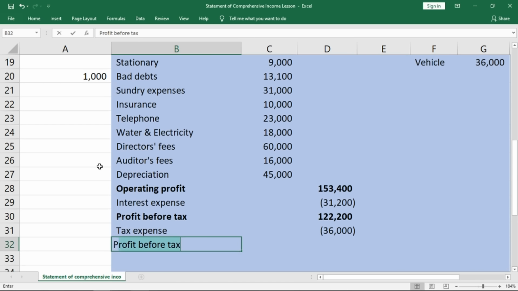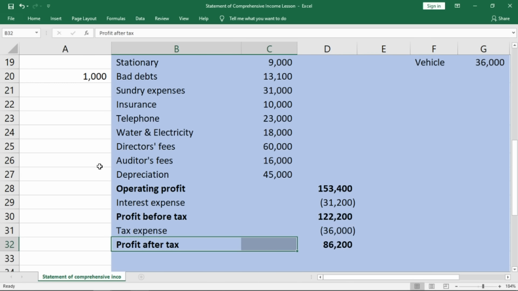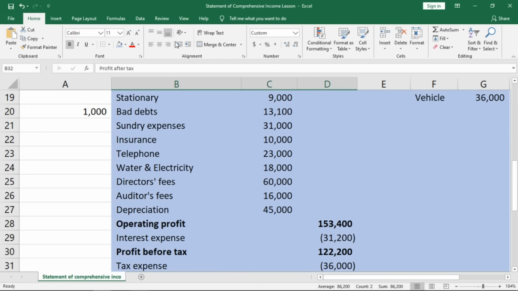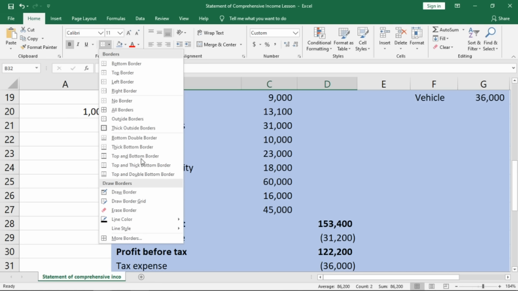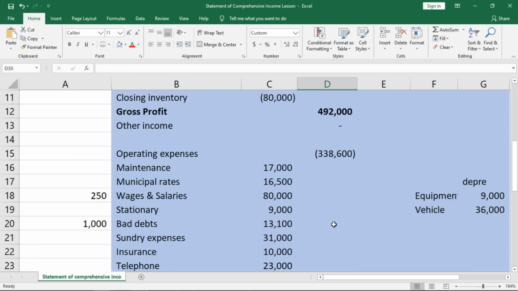And then now I put here profit after tax or net profit. So you can name it one of those two and it will be fine. Then that's profit before tax minus tax expense gives us our profit after tax. So once we have our profit after tax, we are done with our statement of comprehensive income. So let me just total, let me put in the lines. Okay, there we go. So we are done with our last line item.